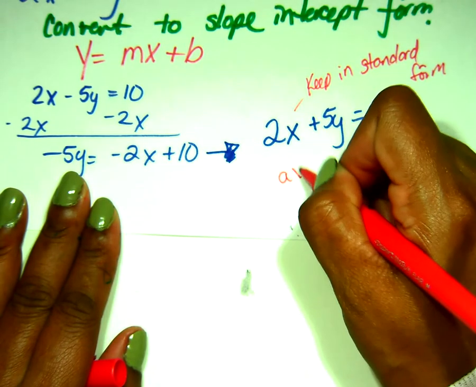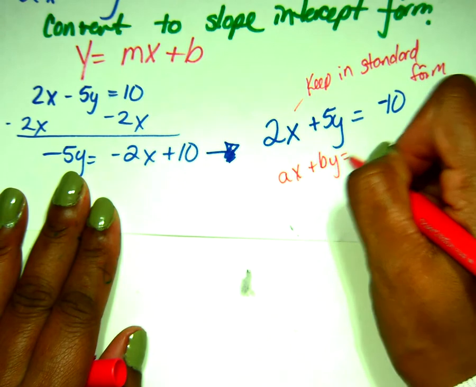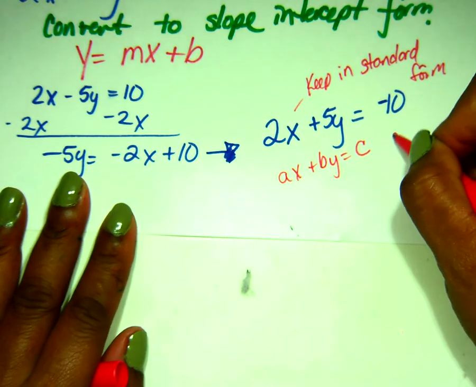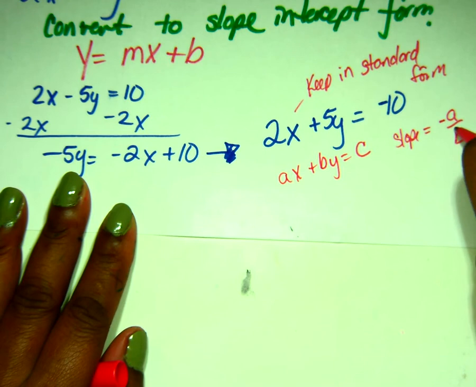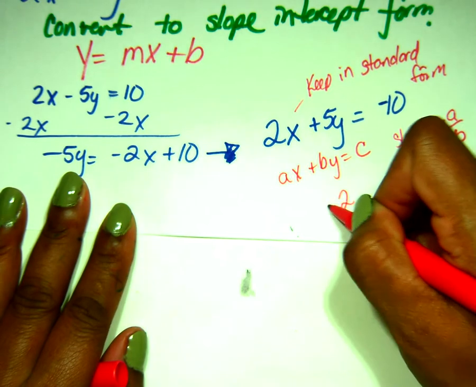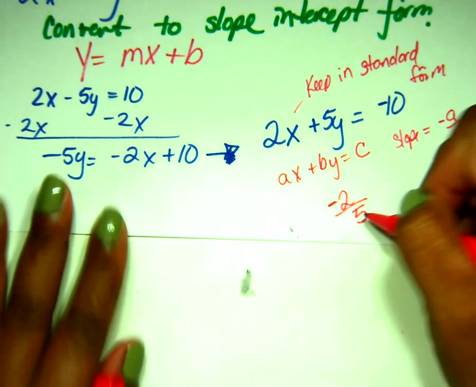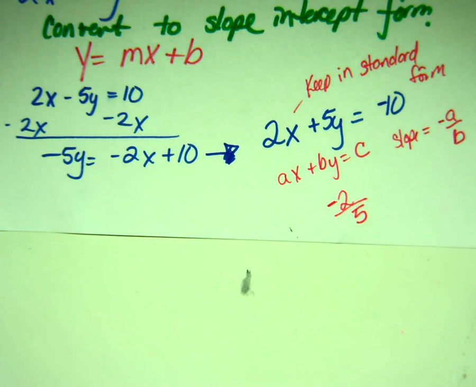Now remember, standard form is ax plus by equals c, where your slope is negative a over b. So a was 2, make it negative, b was 5. So wow, made that a whole lot more simple. Your slope is negative 2/5. So my apologies for trying to start that off and then not finishing it. However, feel free to use Mathway as another resource to help you guys out.